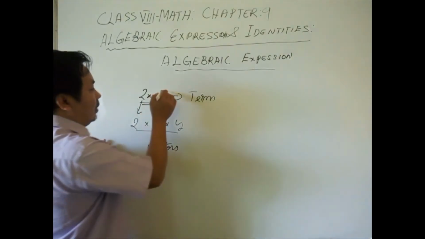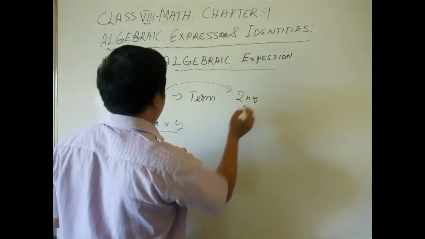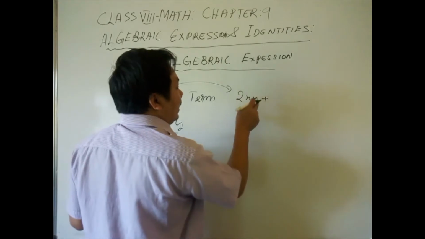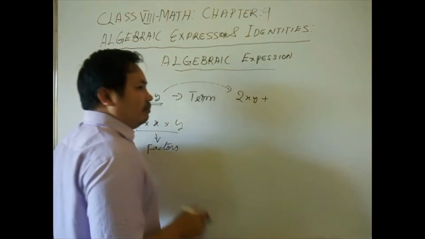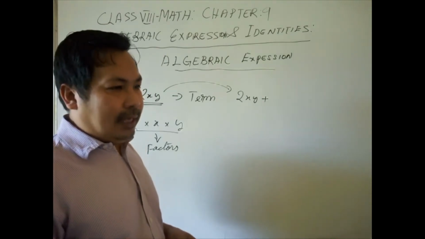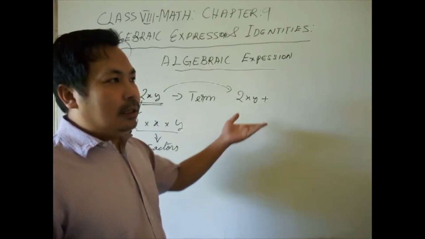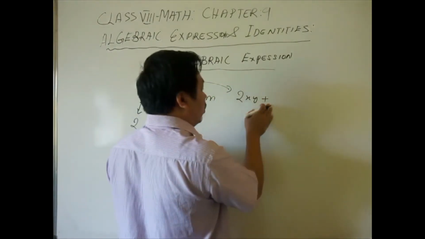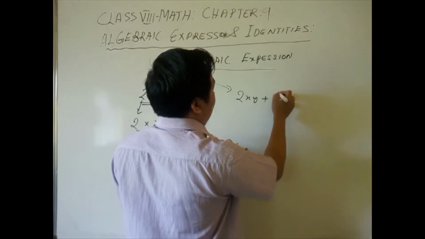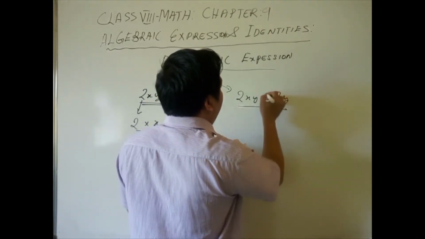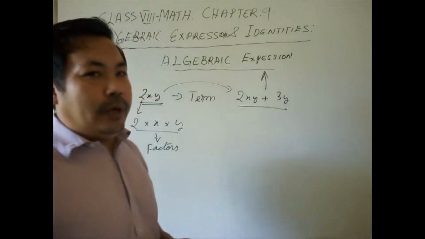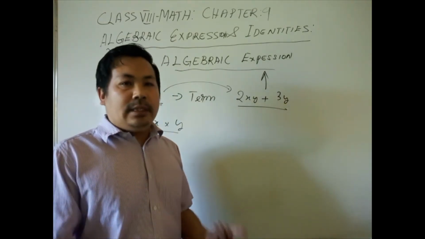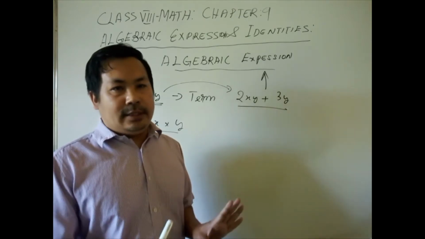So this term 2xy, if you find it with an operation plus or minus, or multiplication or division, then, multiplication and division are other cases we can consider, but let us consider only plus and minus. If you find an operation of addition or subtraction with another term, let's say 3y, then this is called an expression. Means when the algebra is with some operation, then it is called an expression.